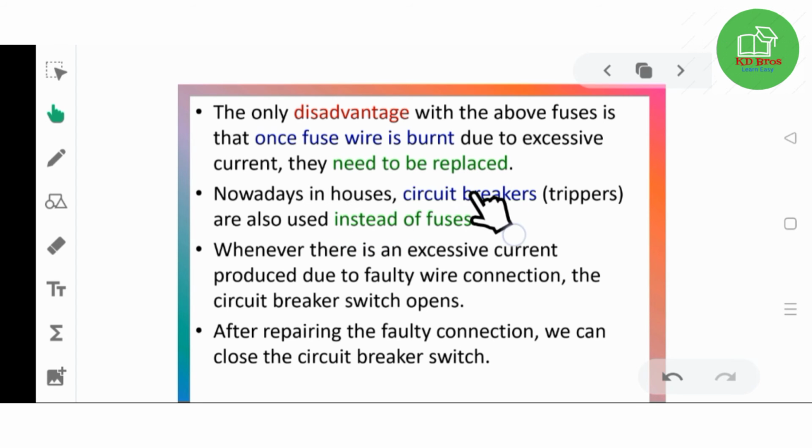Nowadays in homes we have circuit breakers, which we call a tripper. Okay, circuit breakers are also used instead of fuses. Whenever an excessive current is produced due to a faulty wire connection, the circuit breaker switch opens. After repairing the faulty connection, we can close the circuit breaker switch.